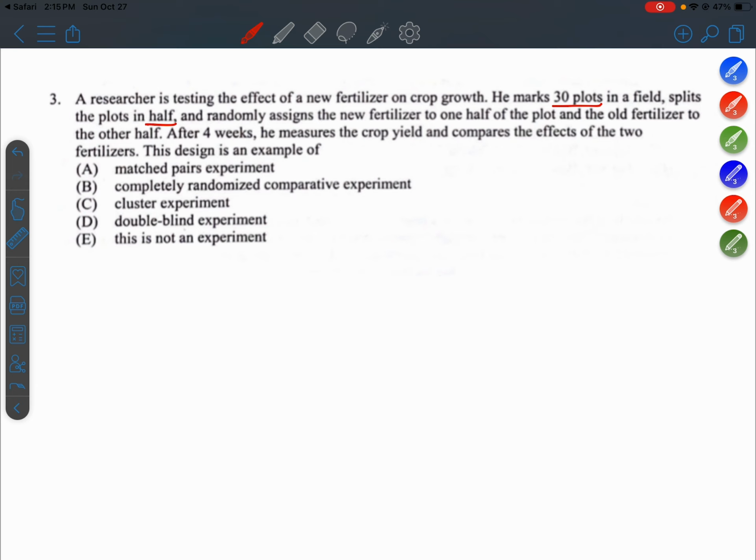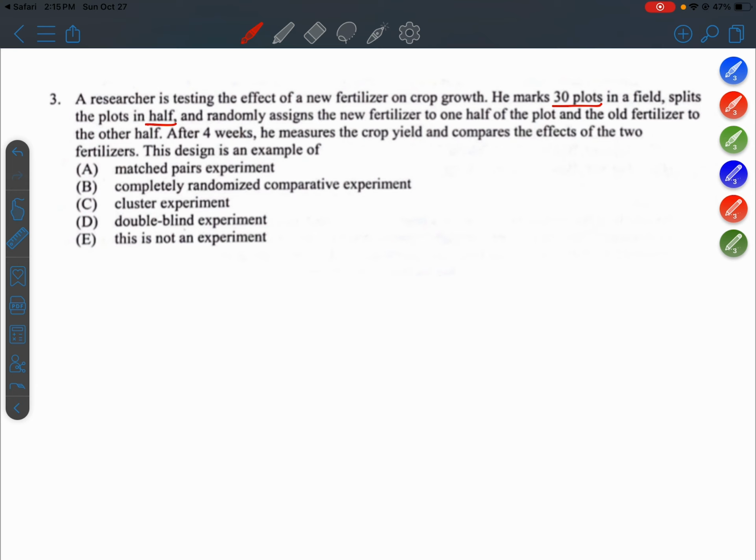Question 3. A researcher is testing the effect of a new fertilizer on crop growth. He marks 30 plots in a field, splits the plots in half, and randomly assigns the new fertilizer to one half of the plot and the old fertilizer to the other half. After 4 weeks, he measures the crop yield and compares the effects of the two fertilizers.